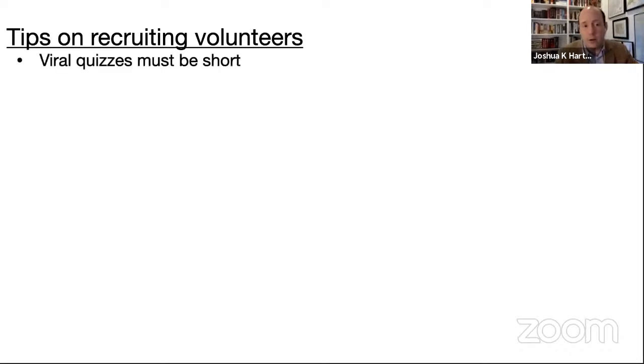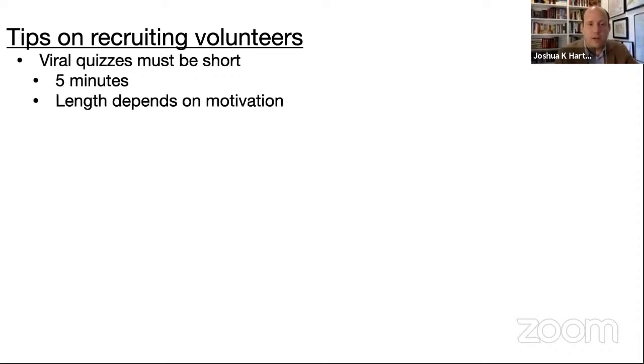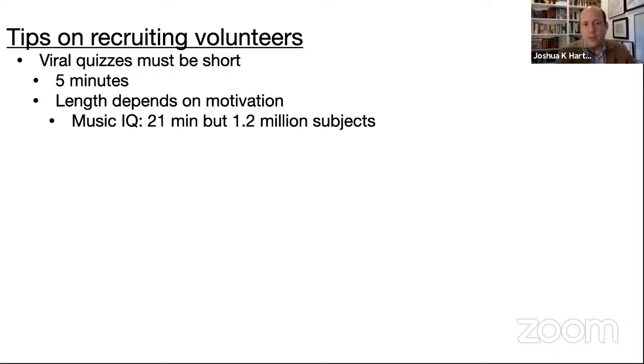If you're going the viral quiz way, they have to be short. Five minutes is ideal. You can do a bit longer if people are motivated. So the music IQ test I mentioned earlier took people an average of 21 minutes, but we have 1.2 million subjects. That's because it's honestly a pretty fun study, and people are motivated to get to the end and find out what their music IQ is.